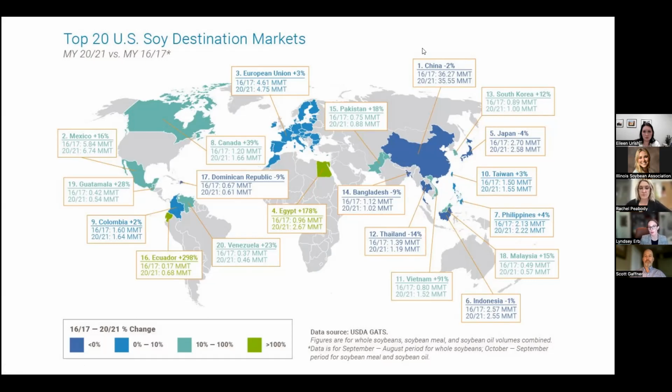We do calculate the European Union as a block, so you're talking about all EU countries. And then as I think Rachel had mentioned, Egypt is right up there. And you can see it's skyrocketed over the past several marketing years, up 178% in the 2021 marketing year. So these are some of our top markets for that 2021.